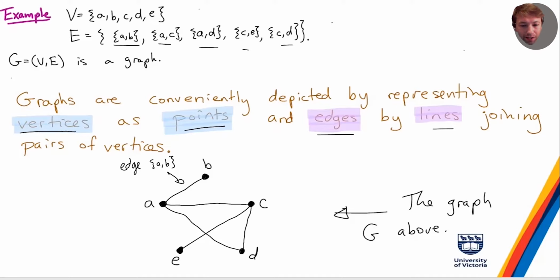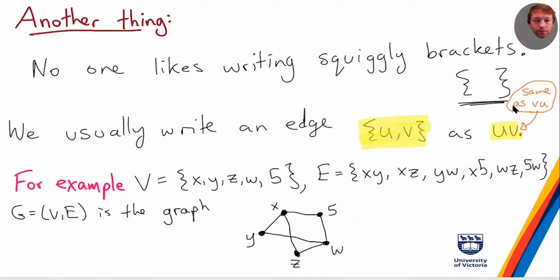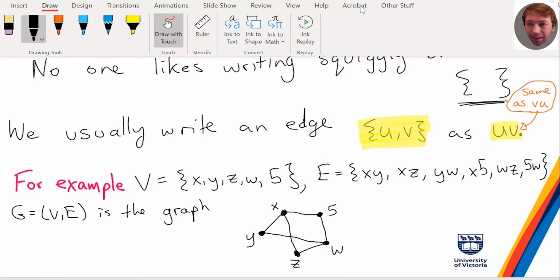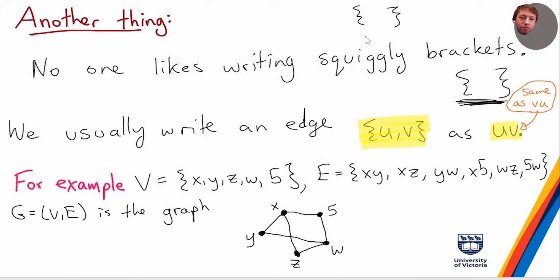So is this all clear so far? Okay. Here's another notational thing. I personally don't like writing squiggly brackets, these kinds of things. Formally, an edge in a graph is a subset of size 2 of the vertices, but we usually don't write it as the set {U, V} if the edge is UV. It's usually good enough to just write UV, concatenated.